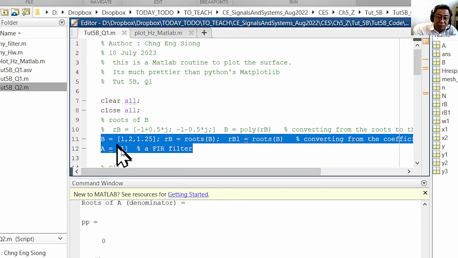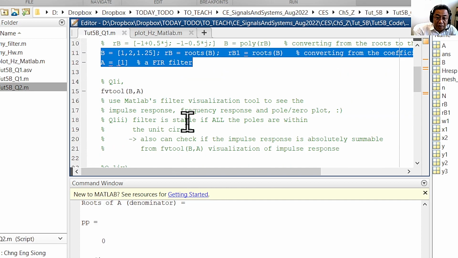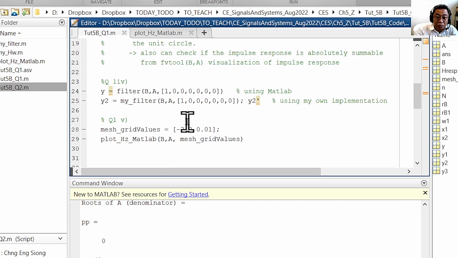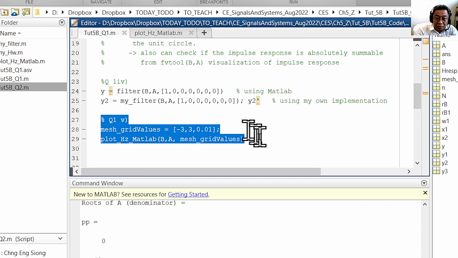So this is the b coefficient and a coefficients. And then we're going to plot. So we first create a mesh grid of -3 to 3 along the real and along the imaginary with the grid resolution of 0.01. We then give this function b's and a as well as the mesh grid. So let's see the answer.